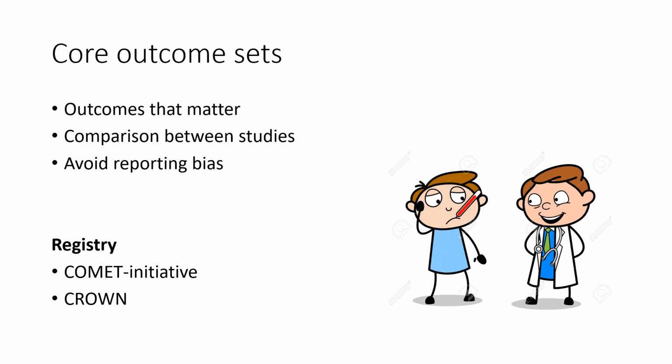Core outcome sets standardise outcomes so that we all speak in the same language and measure the same things. Importantly, they also allow researchers to evaluate health outcomes that matter to women, healthcare professionals and decision makers. Core outcome sets also allow us to combine and compare outcomes across studies, which helps to avoid reporting bias.